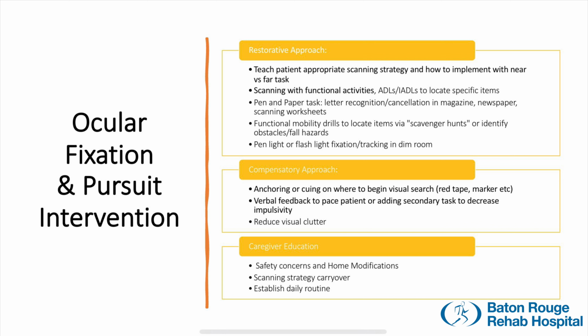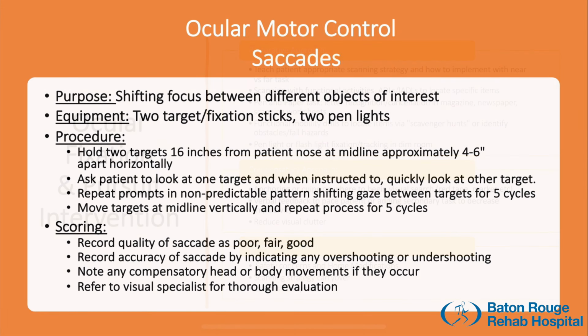We also want to provide education to family members on strategies to improve patient safety within the home, such as reducing visual clutter, establishing a daily routine, placing those commonly used items in the same spot after use, and then removing things that are not needed or not being used and limiting distracting stimuli when completing a task that requires focus. The next area of oculomotor control that is likely to be impaired will be saccadic eye movements.